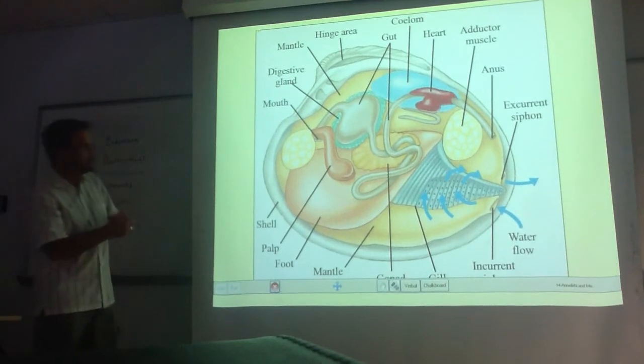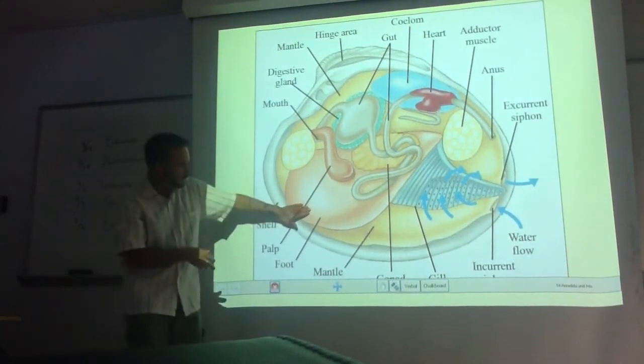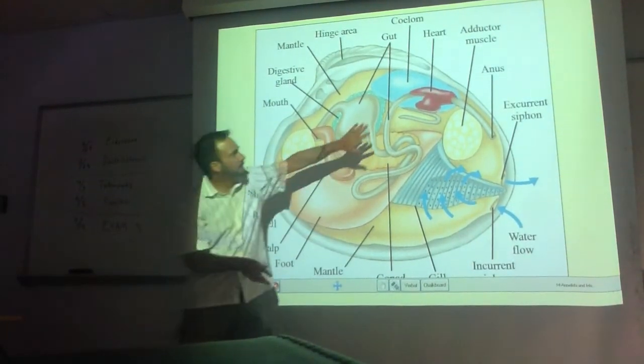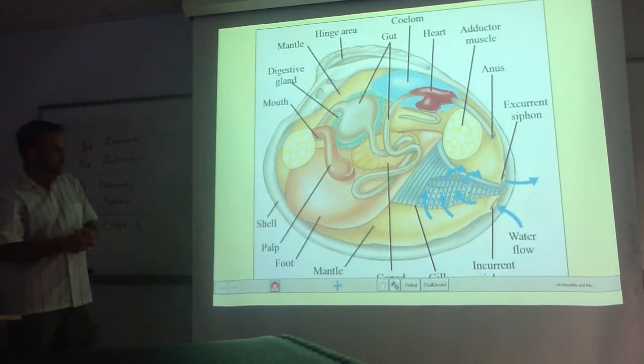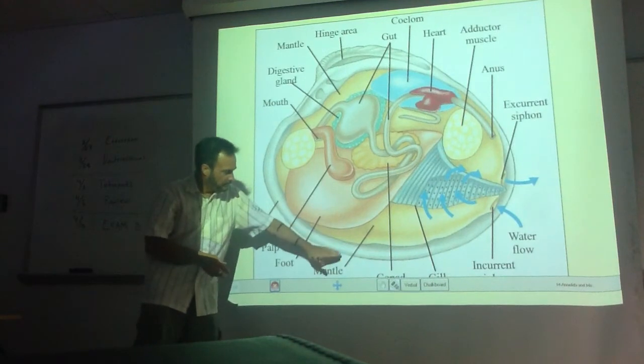No head, no radula, but it does have a foot, does have a mantle, does have a visceral mass. It has those basic features that we associate with a mollusk. And of course, this mantle is the part that's secreting the shell.